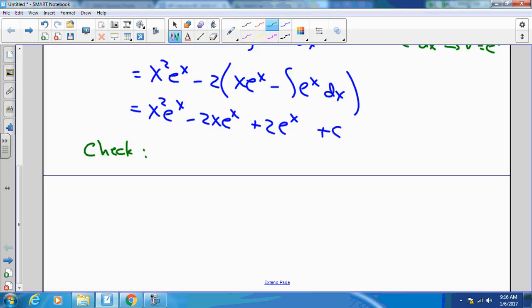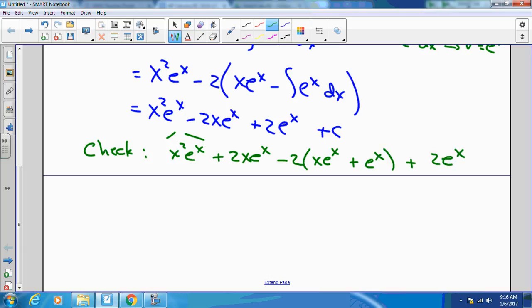And will I check it? Of course I will. So I take my derivative: x squared first times the derivative of the second, plus the second times the derivative of the first, minus 2 times, once again, first times the derivative of the second, plus the second times the derivative of the first, plus 2 e to the x. And now as I march down through the terms, I can see that these two terms cancel, and these two terms also cancel, and I'm left with the original integral, which works out.